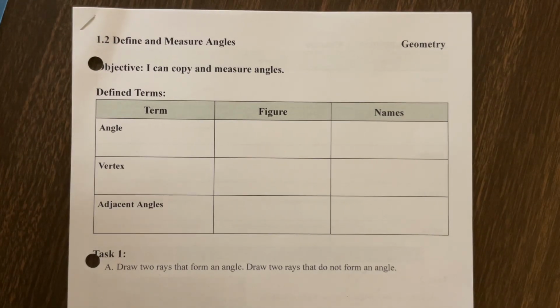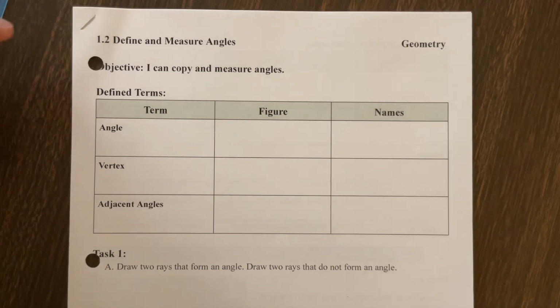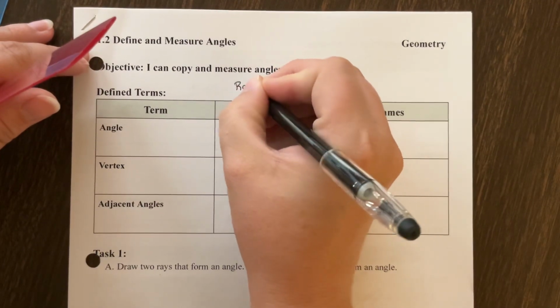Section 1.2, we're going to define and measure angles. So our objective is to copy and measure angles. To do that, we need to know what an angle is. And to do that, we need to know what a ray is.